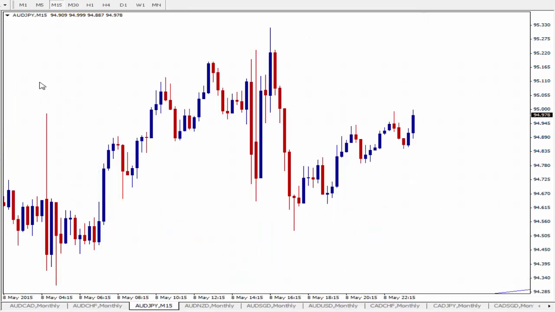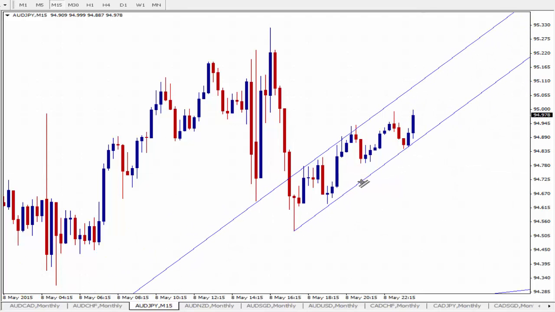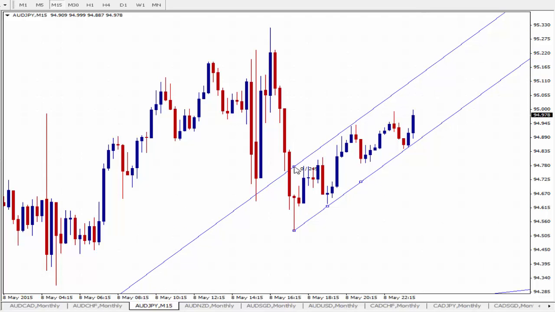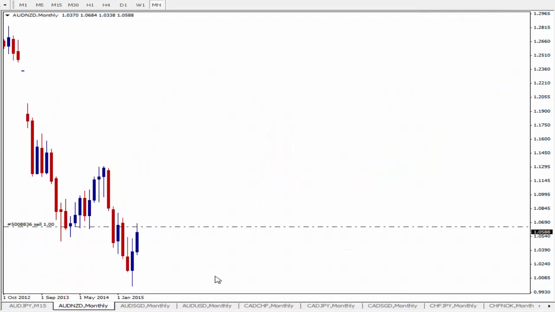If I move down to the 15-minute chart, currently the 15-minute chart seems to be moving along that little channel there. So there is potential there. So I'm going to keep that one. In fact, I'm going to delete the previous two that I had open because they weren't very promising. Okay, so we'll keep that one aside and we'll move on to the next one.